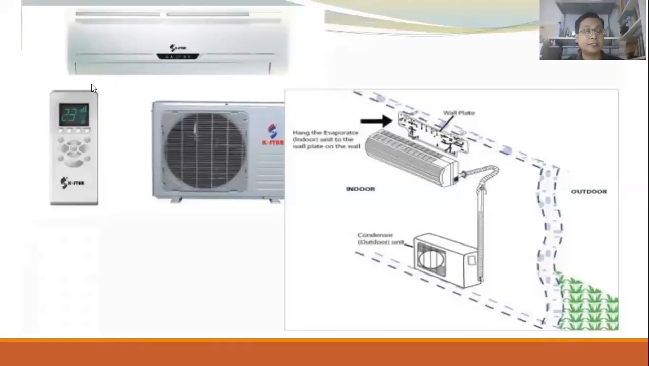And then this one is the construction of the split system. We construct the indoor part, and also the outdoor part. Like I mentioned before, what we attach in the indoor and what in the outdoor.